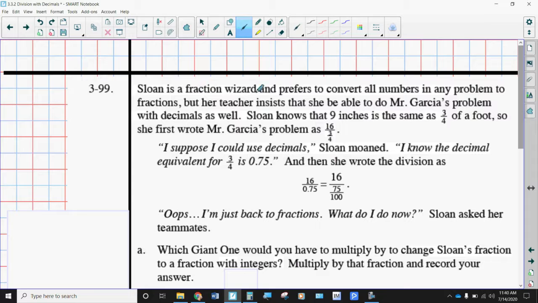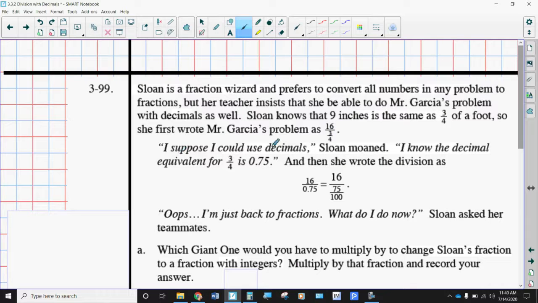Sloan is a fraction wizard and prefers to convert all numbers in any problem to fractions. But her teacher insists that she be able to do Mr. Garcia's problem with decimals as well. Sloan knows that 9 inches is the same as 3/4 of a foot, so she first wrote this problem as 16 feet divided by 3/4 of a foot as a fraction, which is a division problem, as we've discussed previously.